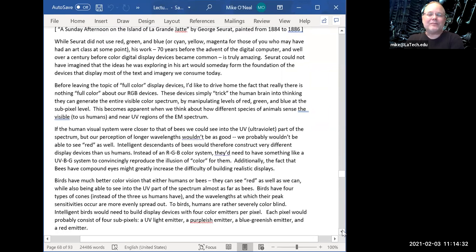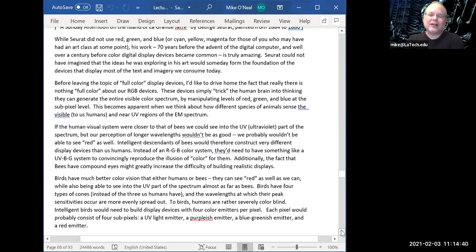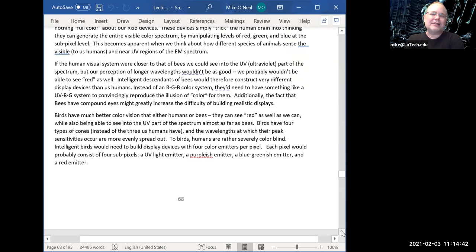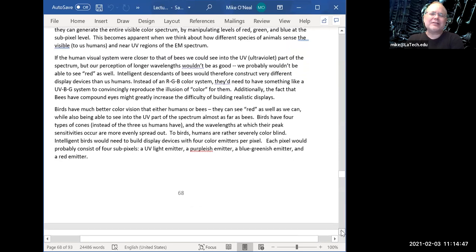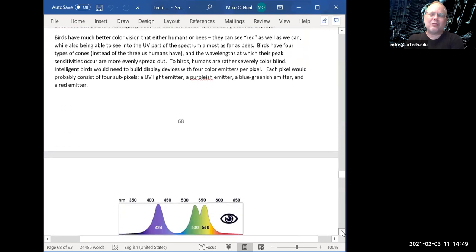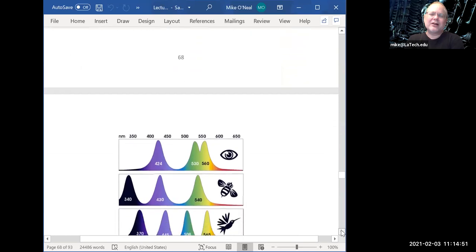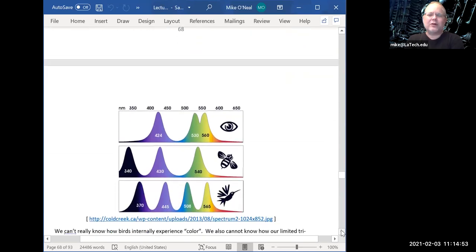Okay. All right. So we've talked about displays, full color displays being red, green, and blue, and that's really all you can see. The next thing I wanted to spend just a minute talking about was, what would the world look like if we were a bee or a bird?